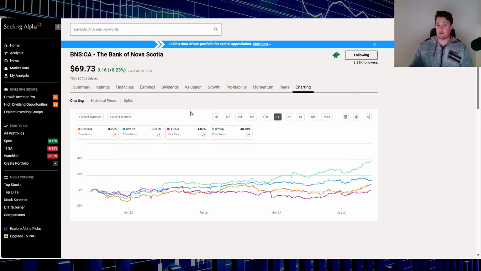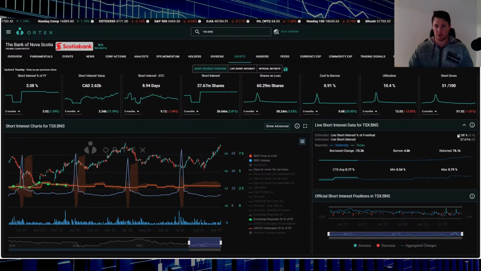Aside from that, the technicals are pointing to higher highs. Shorts have been returning a little bit. Currently 3.08% of the free float is being shorted. Just for transparency, BNS is not a squeeze play. I'm just bringing this up for analysis purposes, but utilization is 10.4%, and the short score is 51. The higher the number, the higher the likelihood of a squeeze happening. Of all the banks, it is very heavily shorted, so once again, that added a lot of downward pressure on BNS in combination with the many things I've already brought up.